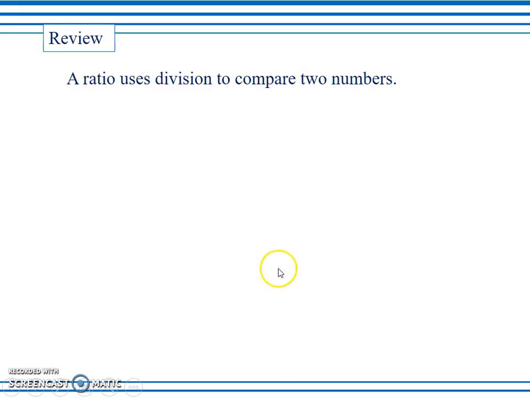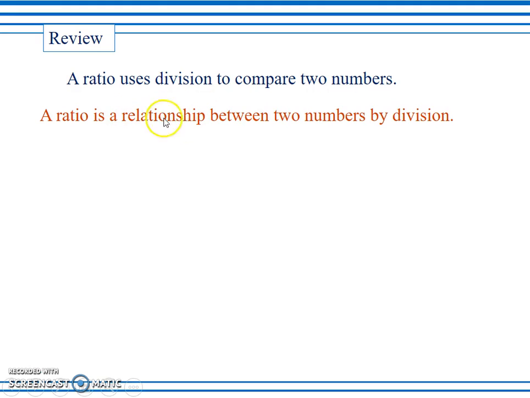So as you remember from our last lesson, a ratio uses division to compare two numbers. Another way of understanding that is it's a relationship between the two numbers, and division is used to explain the relationship. So often when we've compared numbers in the past, we've used greater than or less than or equals to. But this is really a relationship, and so we're going to use division to show the relationship between two numbers.